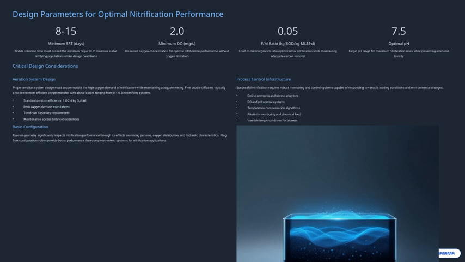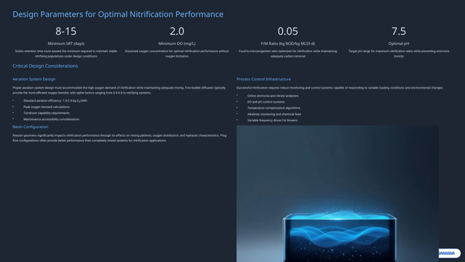For pH, the optimal target range is around 7.5. Keeping the pH within this range maximizes nitrification rates and helps prevent ammonia toxicity, which can hinder bacteria activity. Now, let's discuss some critical design considerations.